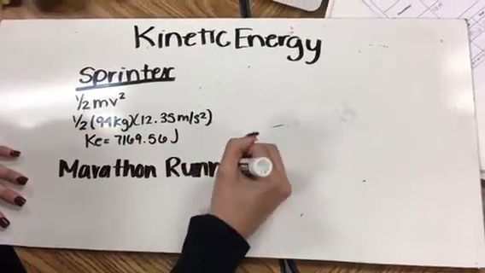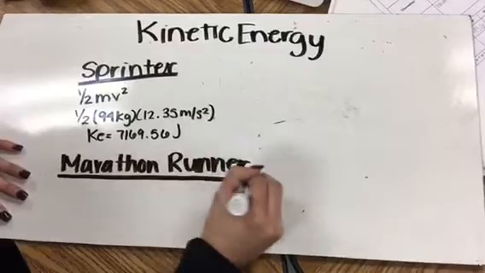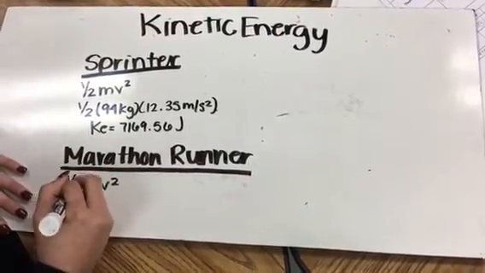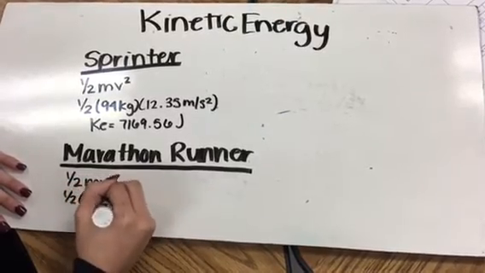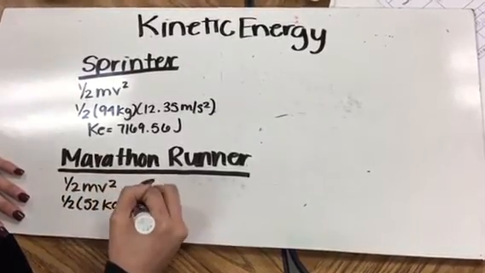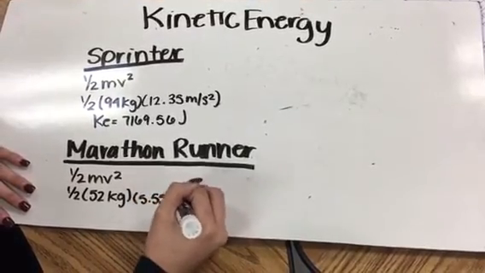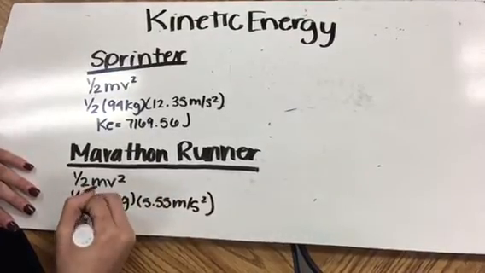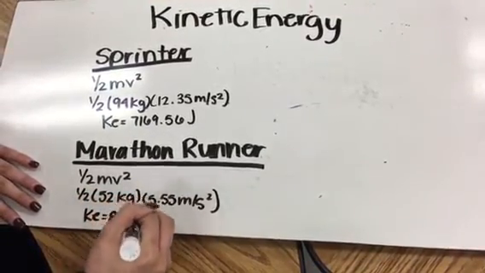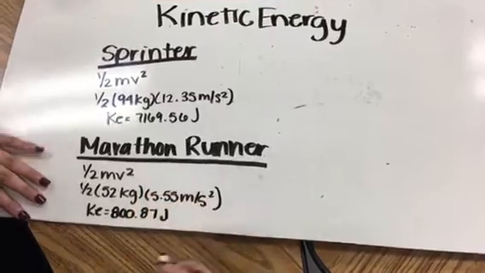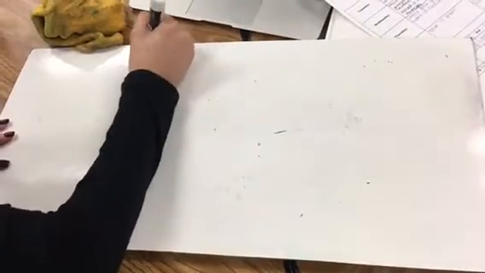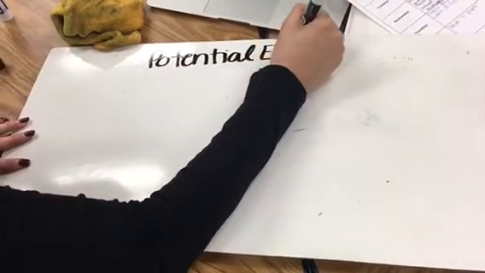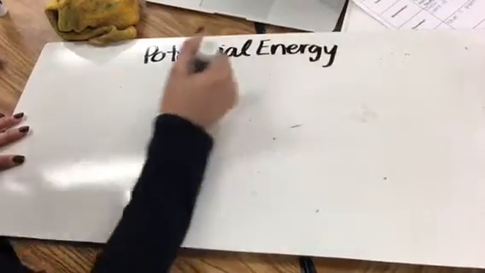For the marathon runner, the equation stays the same, which is half m v squared. So then you would take the mass, so half 52 kilograms times 5.5 meters per second squared, and kinetic energy is 800.87 joules.